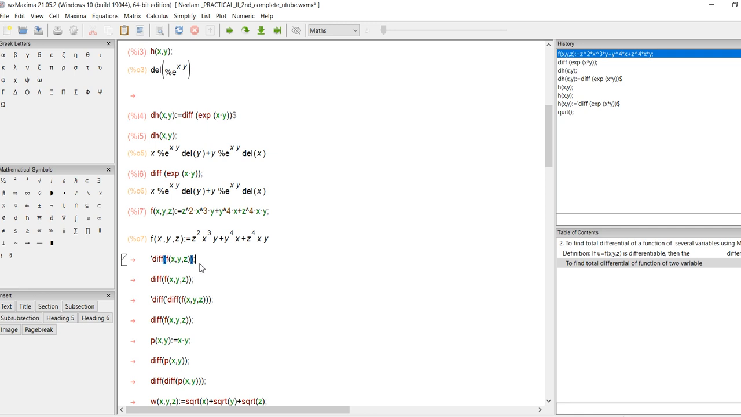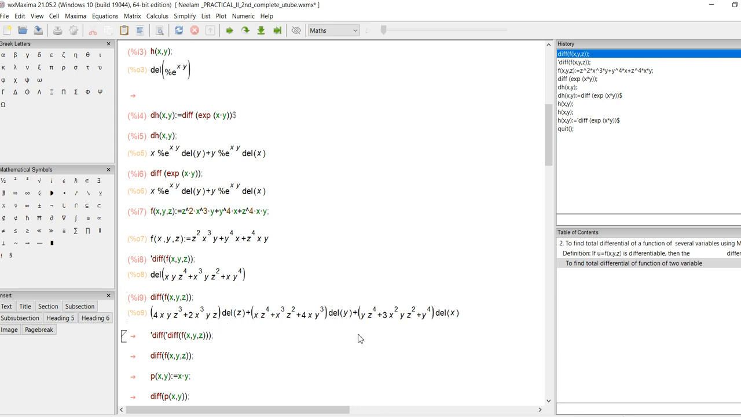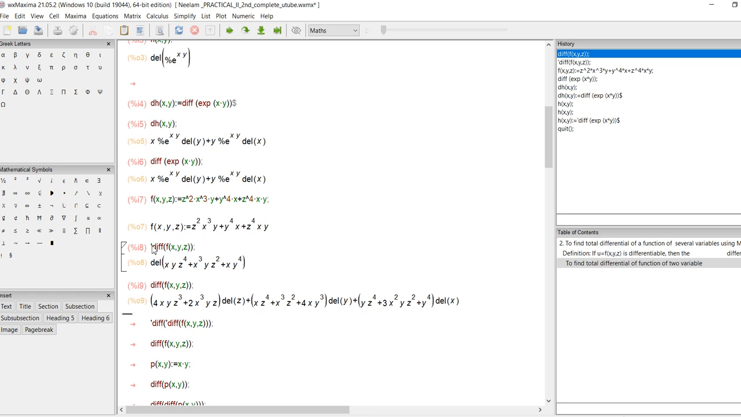If you want to find the Leibniz representation of these functions, in that case you will write the quoted differential function and this expression here. If you want to find what the output is, in this way you will assign this function. Just remove this quote sign here. Simply write DIFF and bracket start and close, and in this you will write the expression whose total differential you want to find.